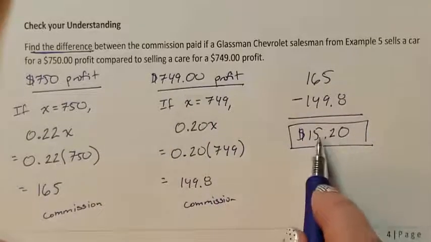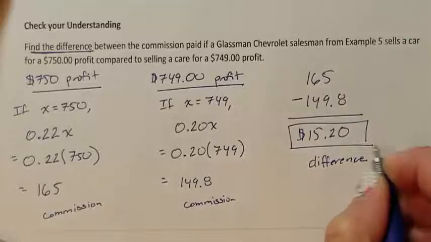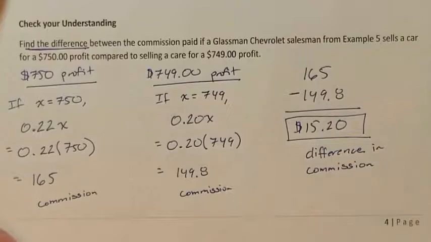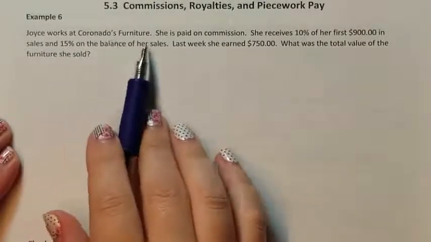So this right here is the difference in commission. If he had sold the car for just $1 more, he would have made $15 more in commission. Example number 6. Joyce works at Coronado's Furniture.